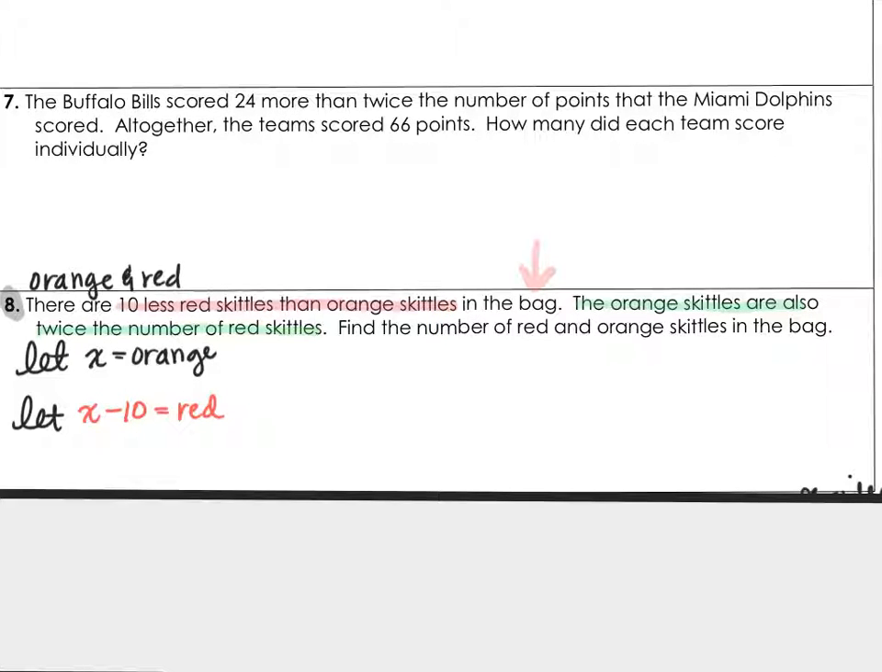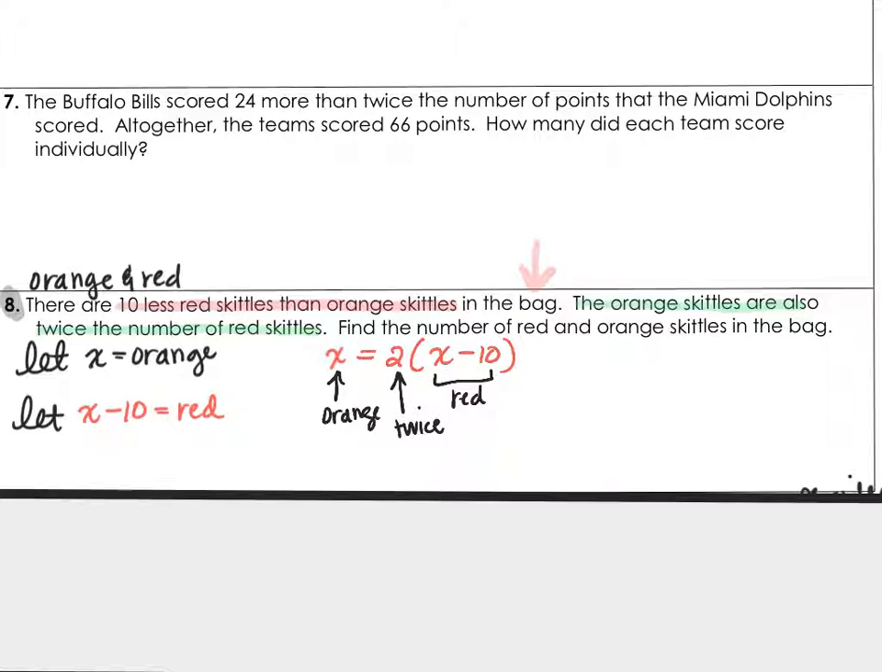The second sentence says, in the same bag, the orange Skittles are also twice the number of red Skittles. So the orange, x, equals twice the number of red Skittles. Here's orange, here's twice, and here's our red Skittles.